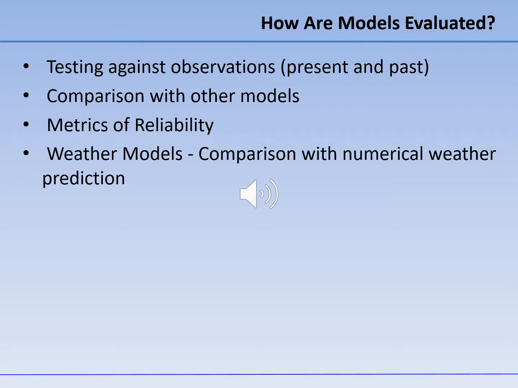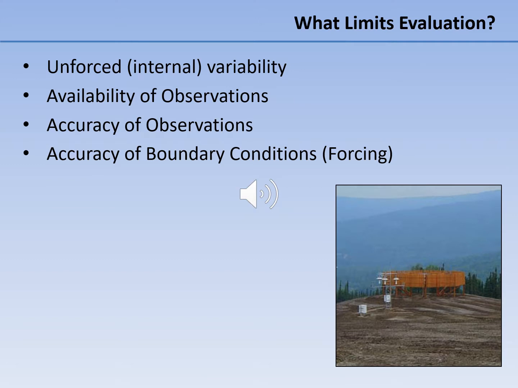Models are evaluated by testing them against observations both past and present. You can also compare different models with each other. You can also generate metrics of reliability, and for weather models, you can compare numerical weather prediction to the weather model. There are limits to evaluation, and these include unforced or internal variability, availability of observations against which to compare the model, the accuracy of those observations, and the accuracy of boundary conditions.